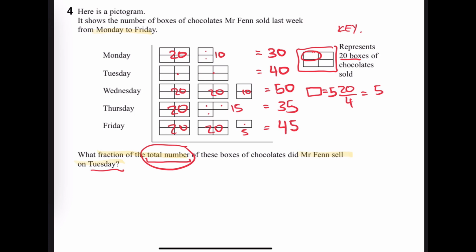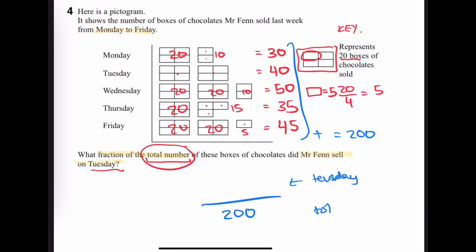Now, if we add all of these together, we know that the total number that he sold is 200. That is our denominator, because whatever he sold on Tuesday is over the total number that he has sold. So with 200, it will be 40 over 200.